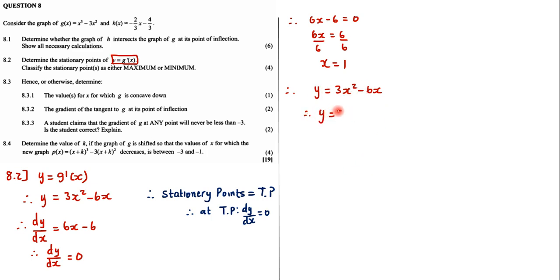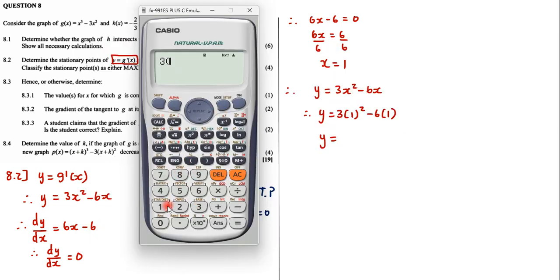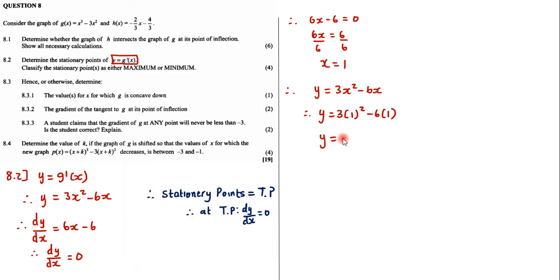Therefore, when we substitute here, we will get our value as y equals, go to calculator, 3 into 1 squared minus 6 into 1. Alright, and you see that our value is minus 3. Now this means the stationary point, again write it as TP, is 1, minus 3.